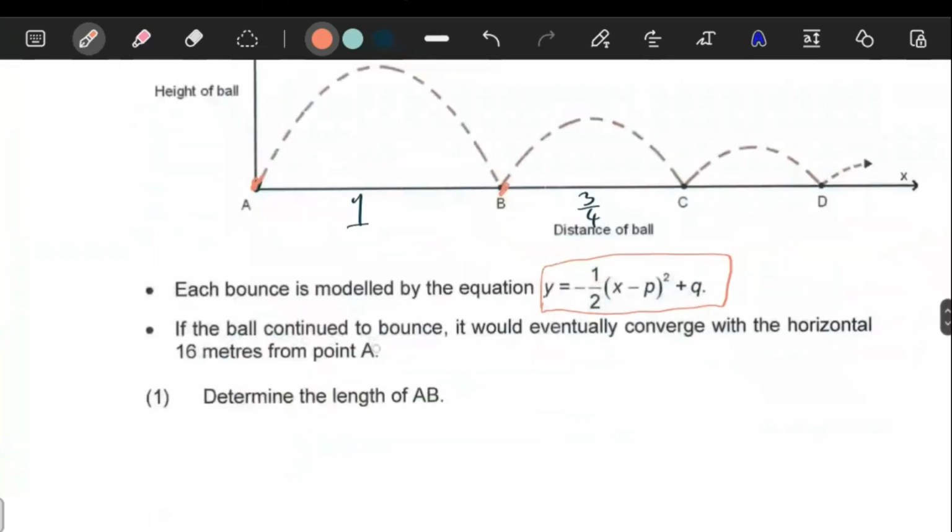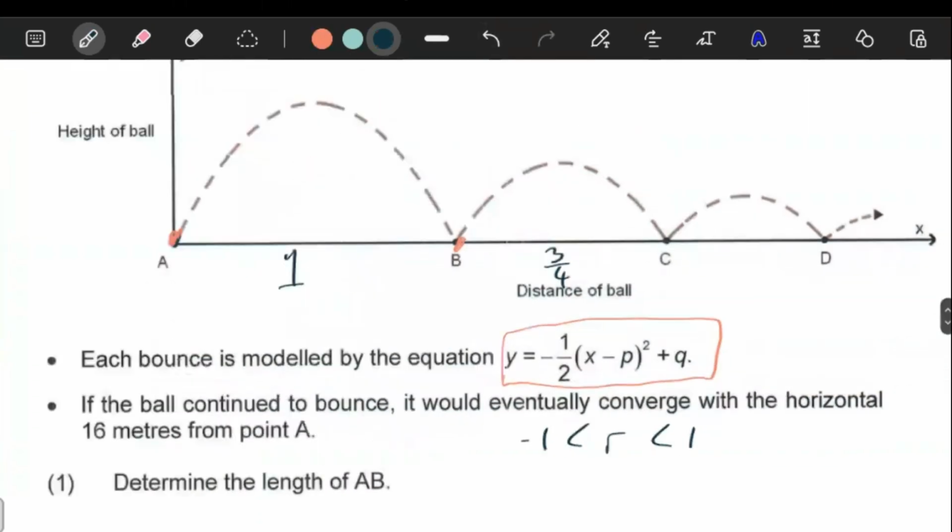It says here, if the ball continued to bounce, it will eventually converge with the horizontal 16 meters from point A. Let's read that again. If the ball continued to bounce, it would eventually converge. When they're talking about where it will eventually converge, keep in mind that anything converges if R is between -1 and 1. So the ball continued to bounce, it would eventually converge with the horizontal 16 meters from point A.